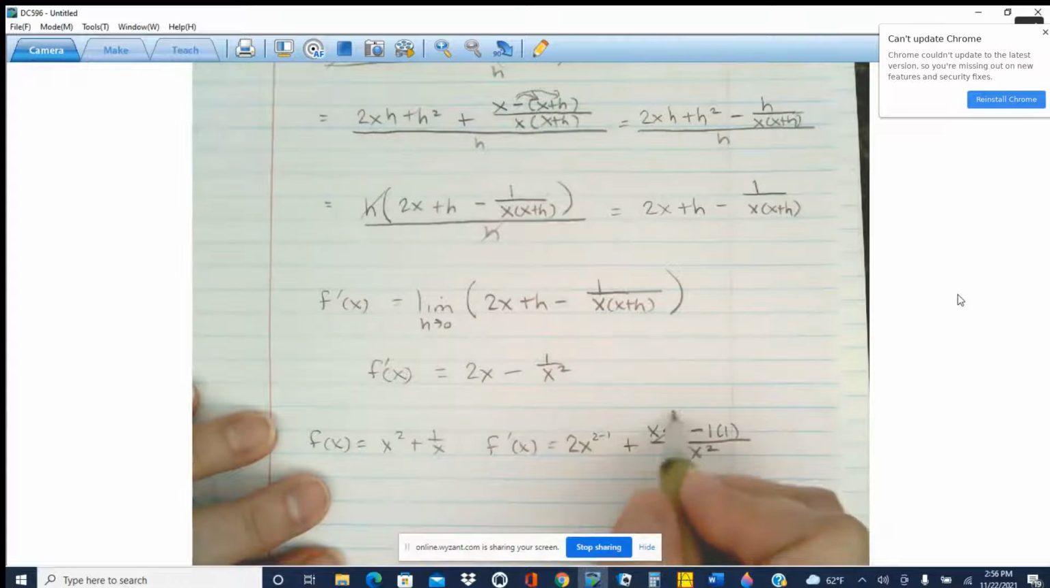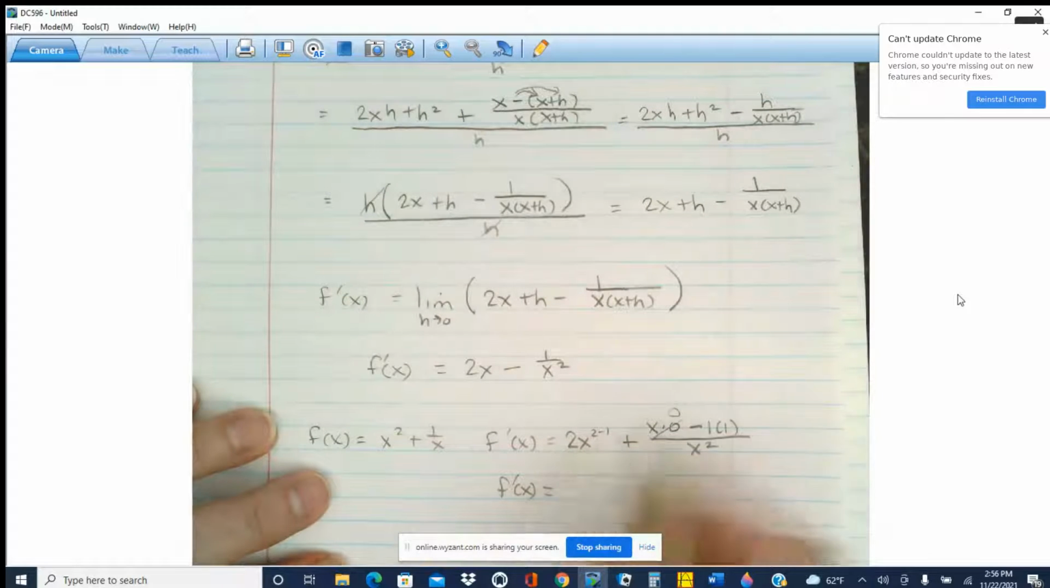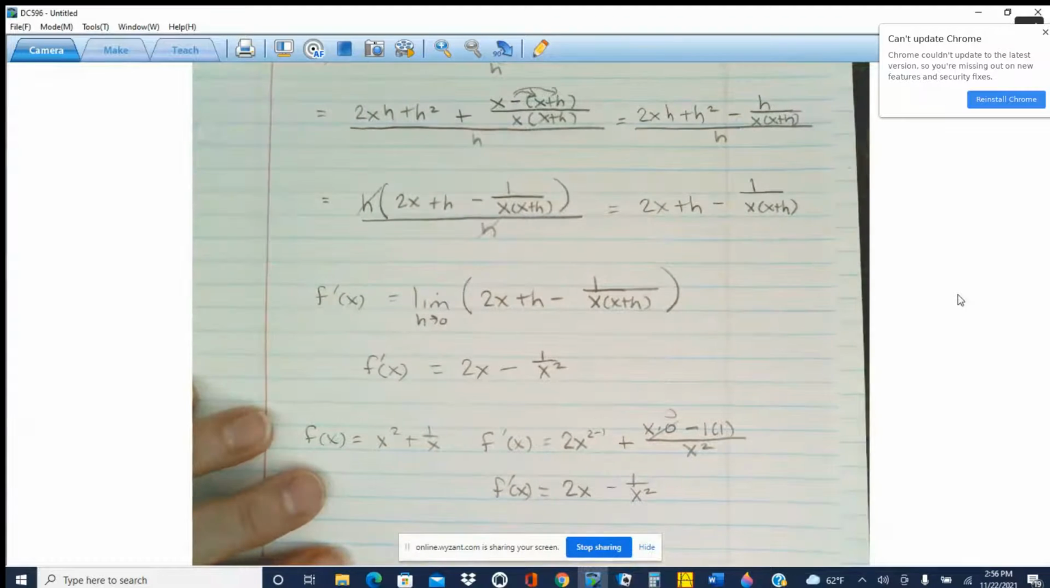X times 0 is just 0. And so my derivative, f prime of x, this gives me 2x to the 1, which is just 2x. This is going to be negative because of that 0, I get minus 1 over x squared, which is what we got earlier.